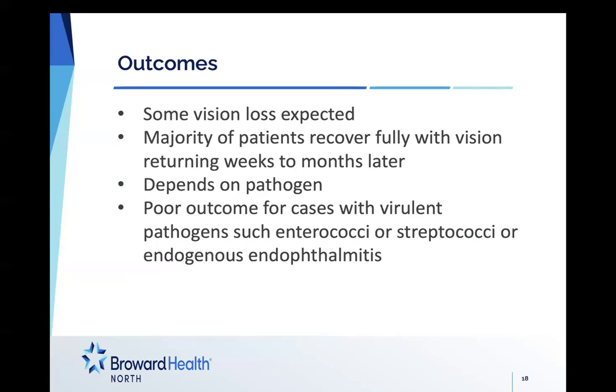So it depends on those factors we talked about: what type of bug, what type of pathogenic factors does that bug carry, and did we identify it in enough time? And then also what other comorbid conditions the patient might be dealing with. So we want to make sure that those are also getting treated too. And so you're going to have poor outcome for cases with virulent pathogens such as enterococci or streptococci. And so yeah, it's very, very important that we identify the pathogen as quickly as possible.